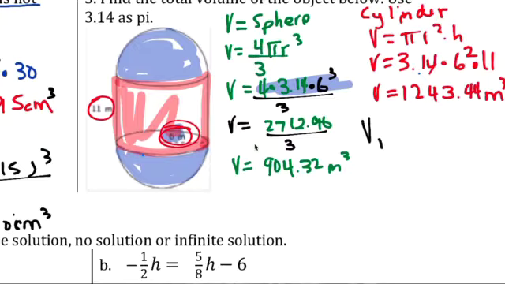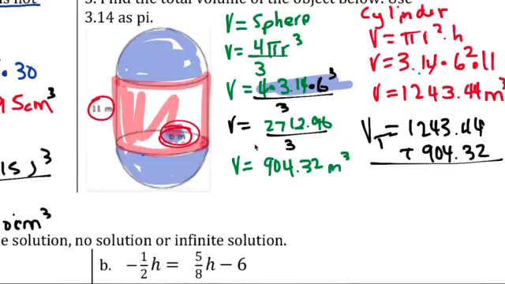Okay, you add them together to find total volume. So total volume is 1,243.44 added to 904.32. So 6, 7, 7, 4, 11. So that is total volume here, meters cubed.